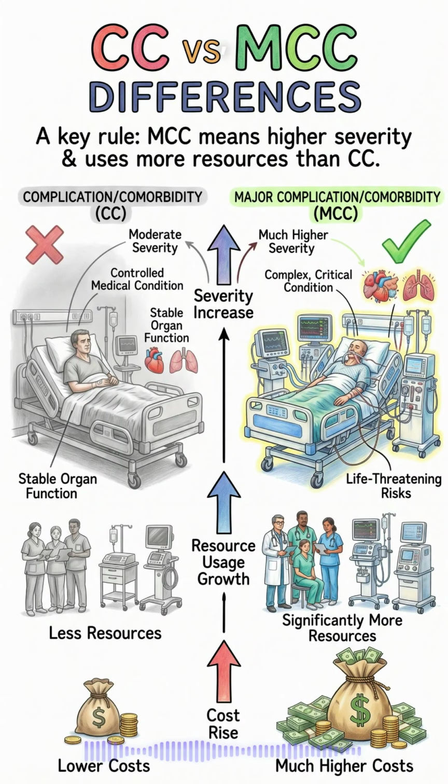30. What is the main difference between a CC and an MCC in medical coding rules? An MCC represents a much more severe condition, requiring significantly more hospital resources than a CC. Conditions like acute respiratory failure are MCCs, while a simple urinary tract infection is a CC.